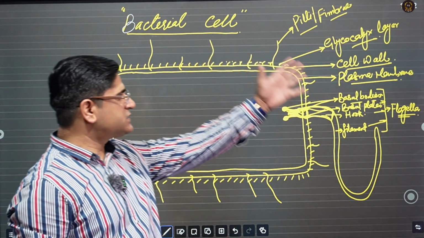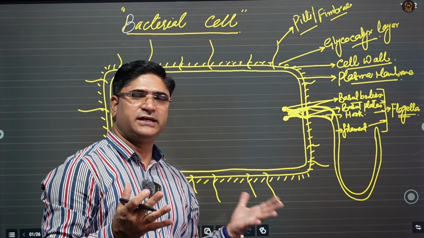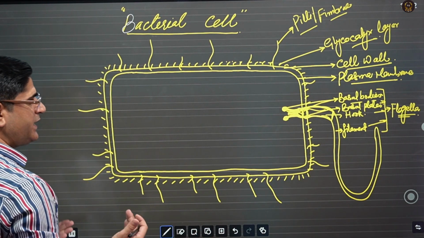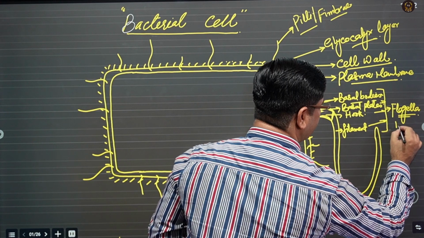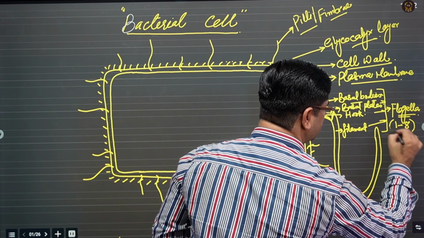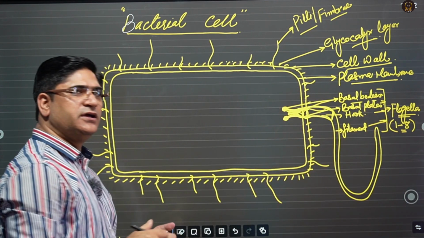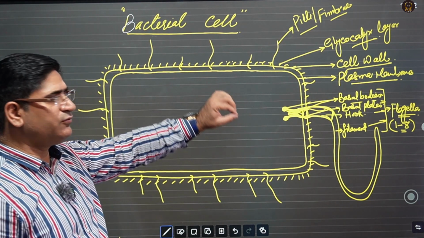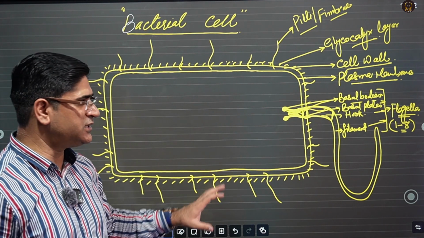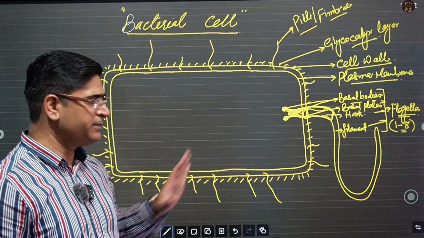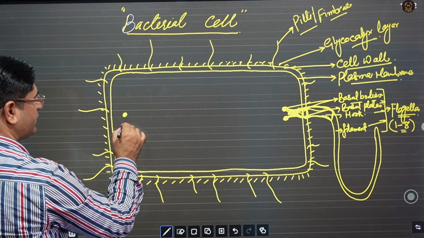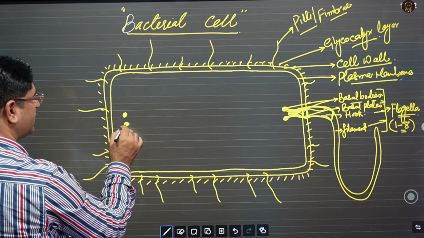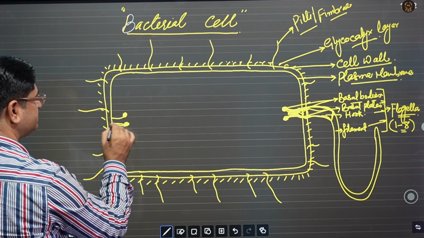Externally on the bacterial cell, the bacteria may have flagella, on an average 1 to 8 in number, but not more than 8. Similarly there could be the same type of flagella on another side of the body of the bacteria, like this.